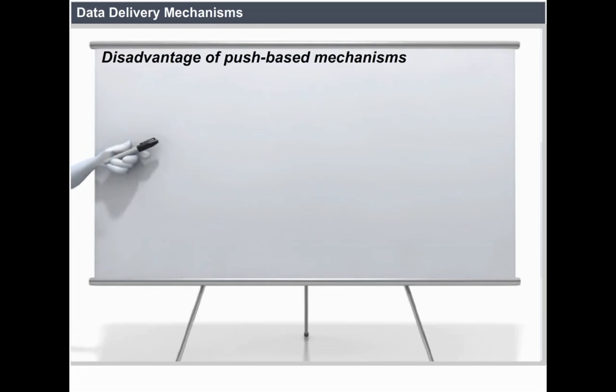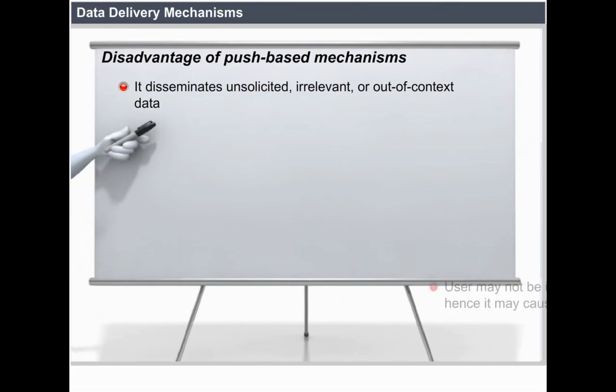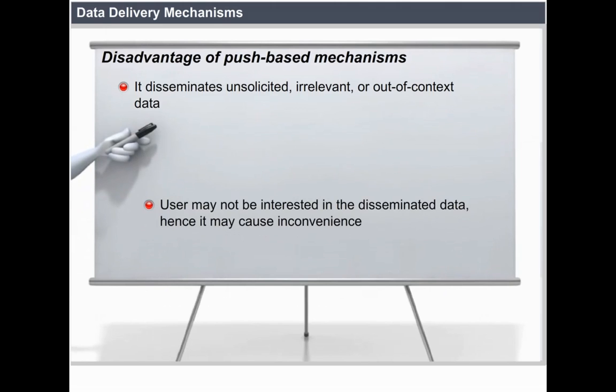Disadvantage of push-based mechanisms. Dissemination of unsolicited, irrelevant or out-of-context data. The user may not be interested in the disseminated data and may be inconvenienced.